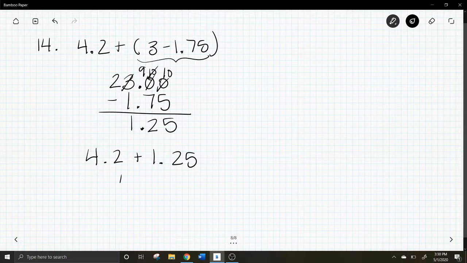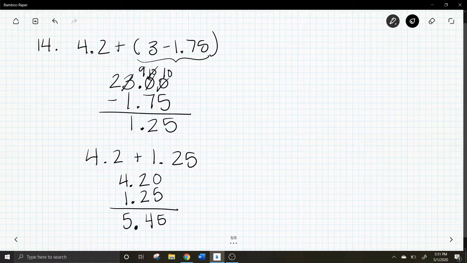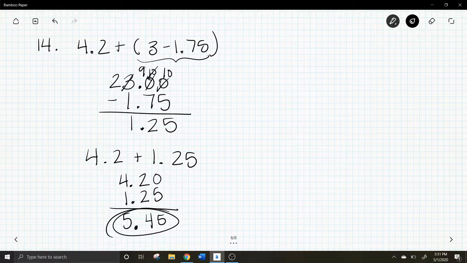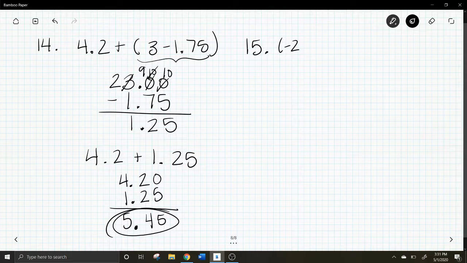Once again, the best way to do this work with decimals is to line them up vertically and make sure you line up your decimals. Okay, so let's add these columns: 0 plus 5, 2 plus 2, carry down your decimal, and 4 plus 1. All right, so you get the answer 5.45. All right, number 15, we have -2 plus -3 minus -5.